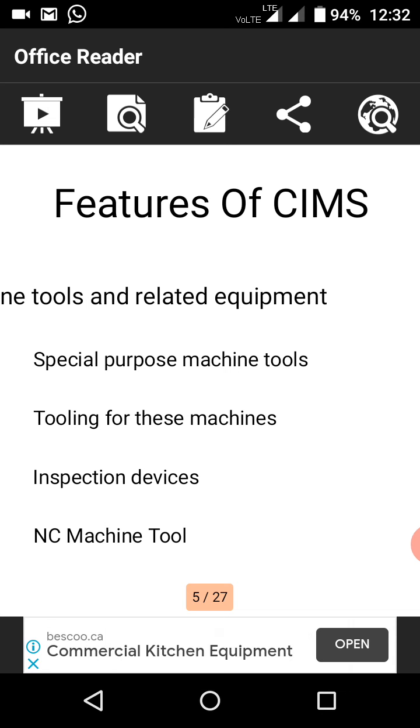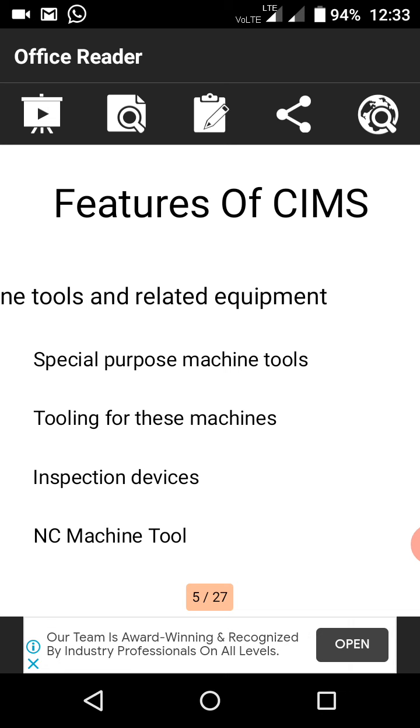Next, in features of SIM, the first one is computer aided design and drafting. Means what? In that we'll get geometric modeling, engineering analysis, design review, and automated drafting. All this comes in computer aided design.